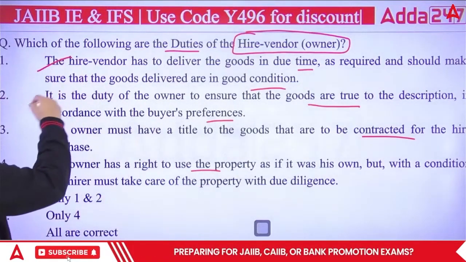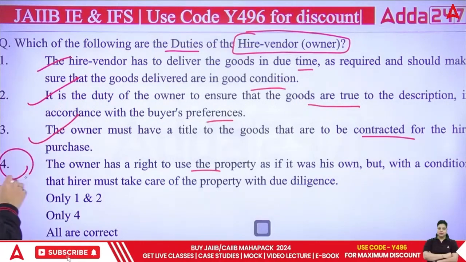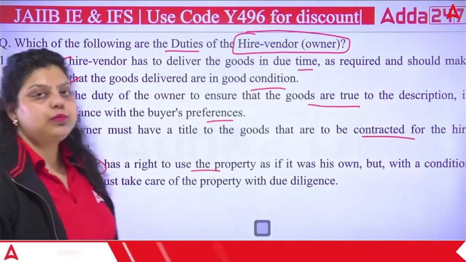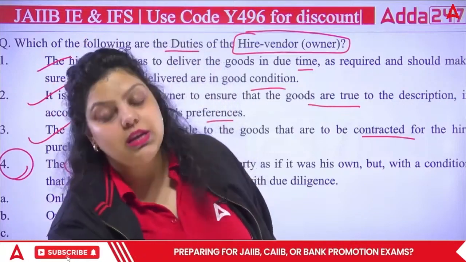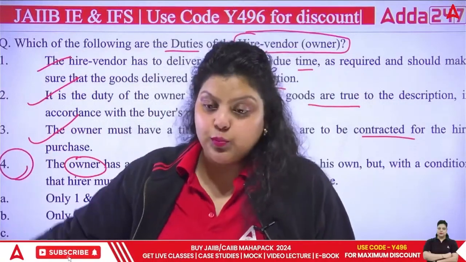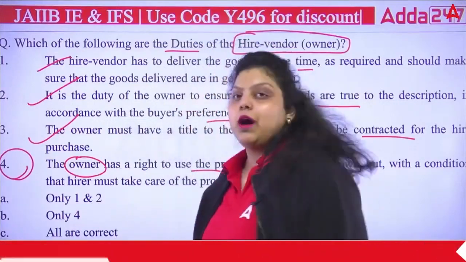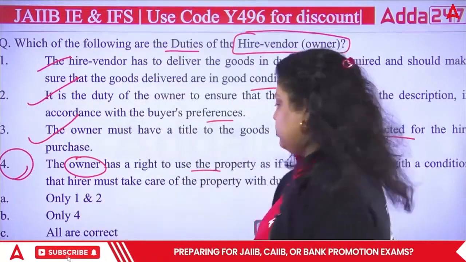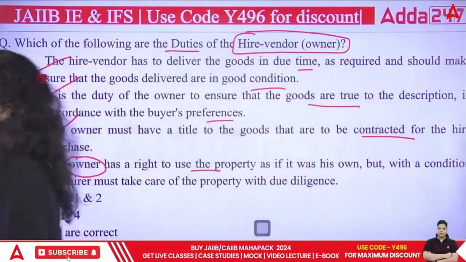the first is correct, the second is correct, third is correct, but not the fourth one. The owner does not have the right to use the property. The owner is giving the right to the hirer: you can use my property, but for that you have to pay this rent to me. Or this amount to me as a down payment, and the rest of the amount you have to pay in the form of installments. So the right answer will be that the fourth is not correct.